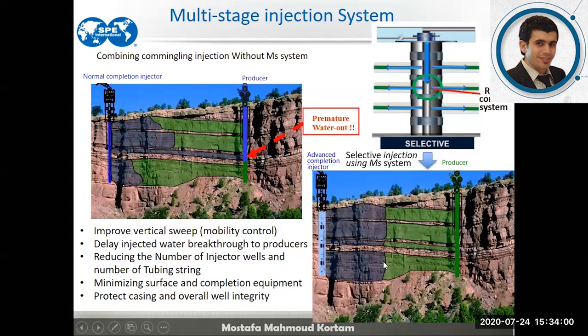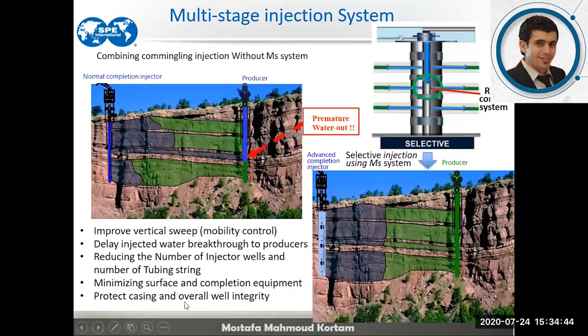But still, the areal sweep efficiency didn't improve. It just worked on the vertical sweep efficiency. So it improved the vertical sweep efficiency and solved the mobility issue. It can delay the injected water breakthrough to the producer, and it can also reduce the number of injection wells. So you can inject into several reservoirs rather than dedicate a particular injector well for each reservoir. So you can combine this system across several reservoirs, and also minimize the number of tubing strings and injection wells, and minimize surface and completion equipment.